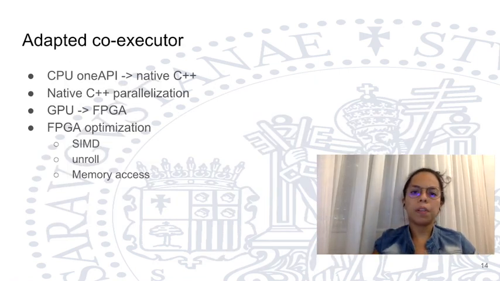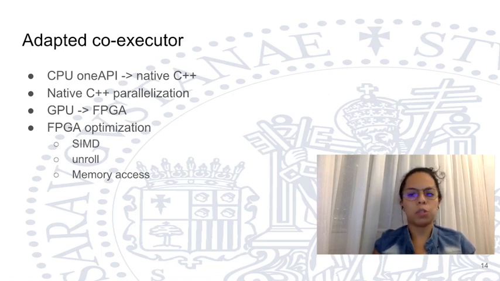Now, to adapt the Coexecution runtime to a CPU plus FPGA device, we follow 4 steps. First, since FPGA in oneAPI does not support other devices, the CPU oneAPI code had to be ported to C++ native code. Second, since C++ doesn't have a parallel for pattern, the new code should be parallelized. In this case, we use a thread pool.